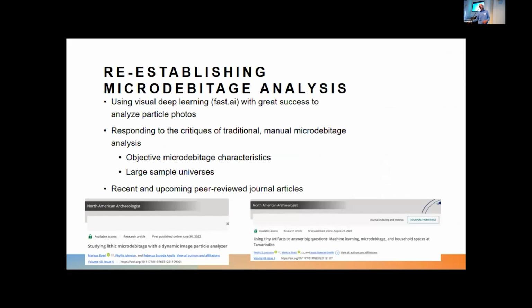Now, the goal of this type of analysis, what I hope to do, is what you see here: reestablishing a type of analysis that has been seen as impossible or impenetrable in the past. You see here a few of the articles that have come out or are coming out. And again, with the help of the DSI, we are also moving into the analysis of the visual outcome, the different photos produced by the particle analyzer.